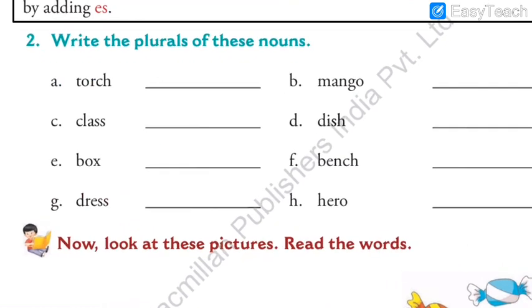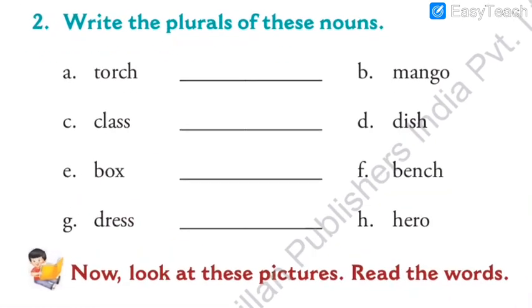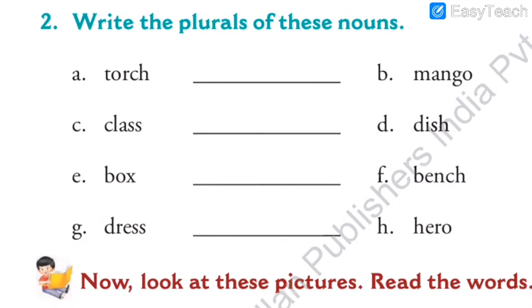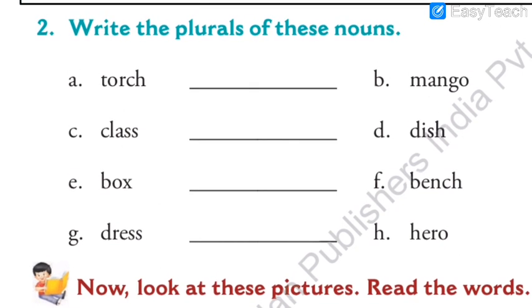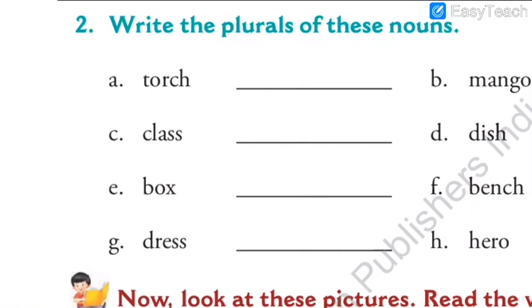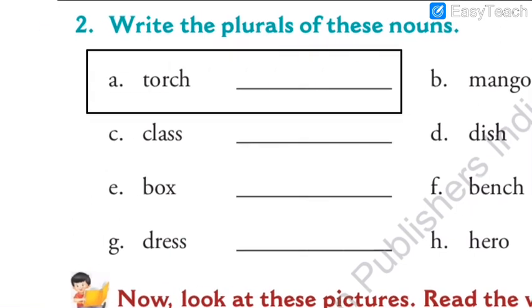Okay, let me zoom in so that you can read the word very clearly, and you only have to read where my cursor is. Now the first blank is, you need to form the plural of these nouns. So the first noun given here is torch.